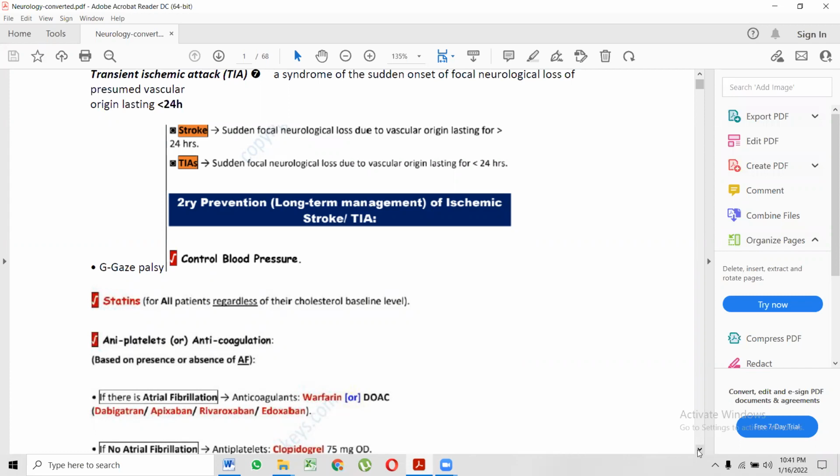But the indication for thrombolysis is within 4.5 hours and CT excludes hemorrhage. So if there is no hemorrhage on CT scan and the patient presents to you within 4.5 hours, then you need to thrombolyze the patient. So this is the initial management of stroke.